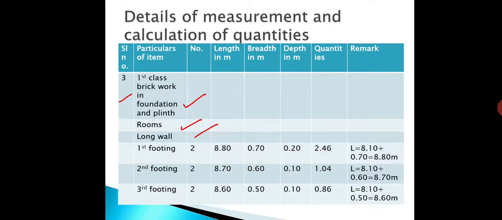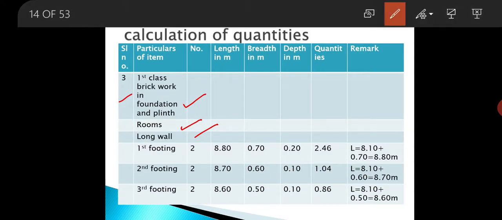So in the details of measurement form, write down serial number 3, and under particulars of item write down first class brickwork in foundation and plinth. So first we will go for the quantity calculation of room, then we will do the quantity calculation of veranda. So first write down room, and under room first we will go for calculation of long wall.